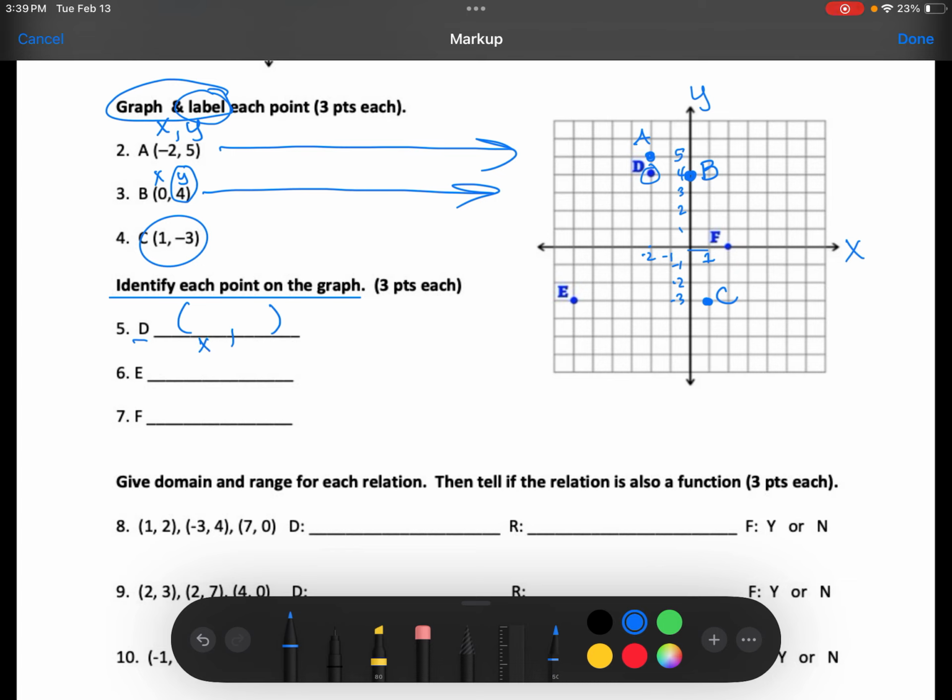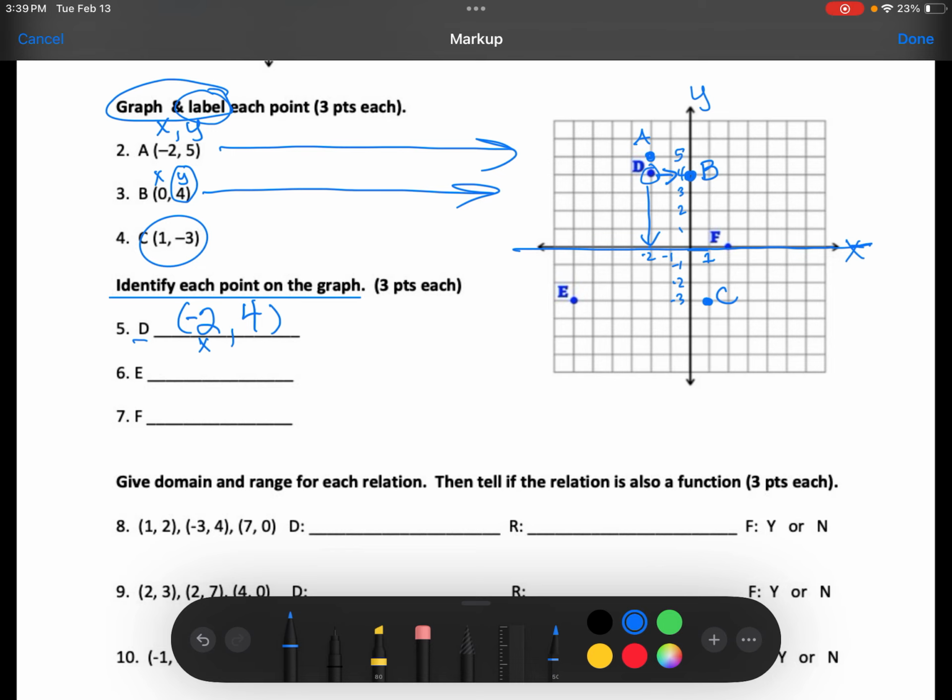So this is the X right here, right? So we're going to say, well, where is it on the X? It's -2, so that's going to be our first number. And then where is it on the Y is our second number, so that's 4. Okay, that one's pretty easy.